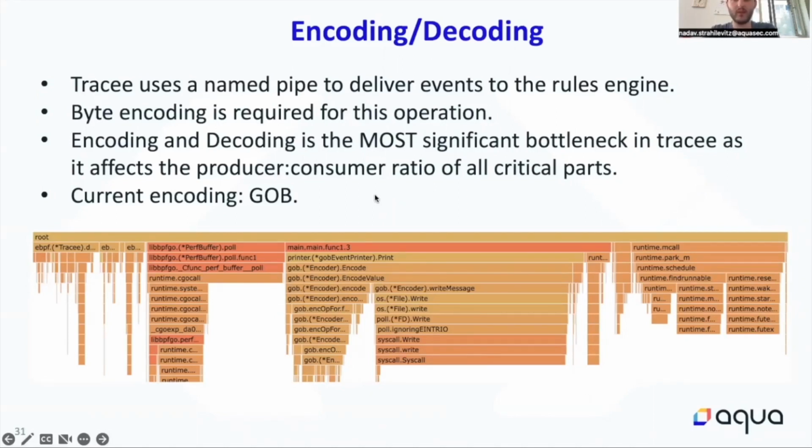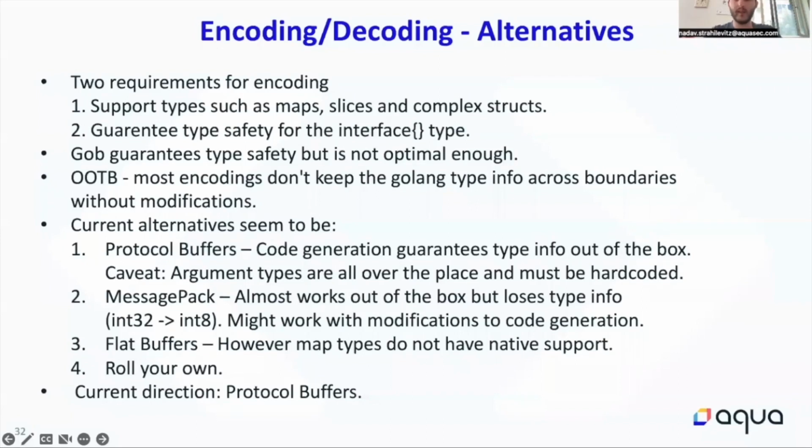Currently, we use GOB for encoding in the full Tracee experience, but we are looking at some potential better alternatives, so let's talk about those and the requirements. So we have two requirements that we have for encoding. One is that it must support maps, slices, and complex structs that include those two. And two, that it guarantees the type safety of values stored in the empty interface type. GOB guarantees both, but it is not very optimal in performance, as has been seen.